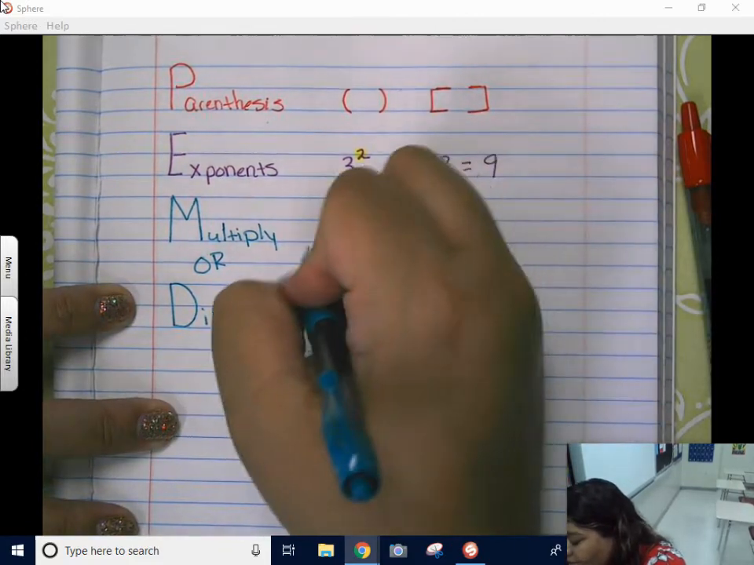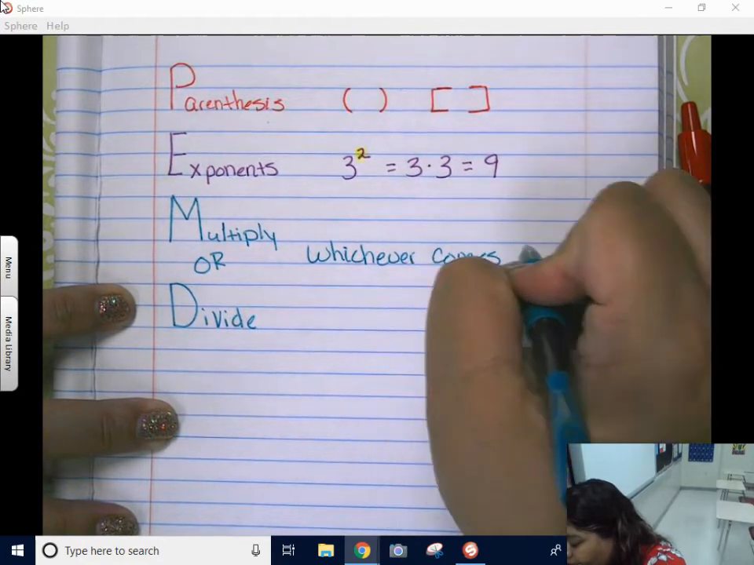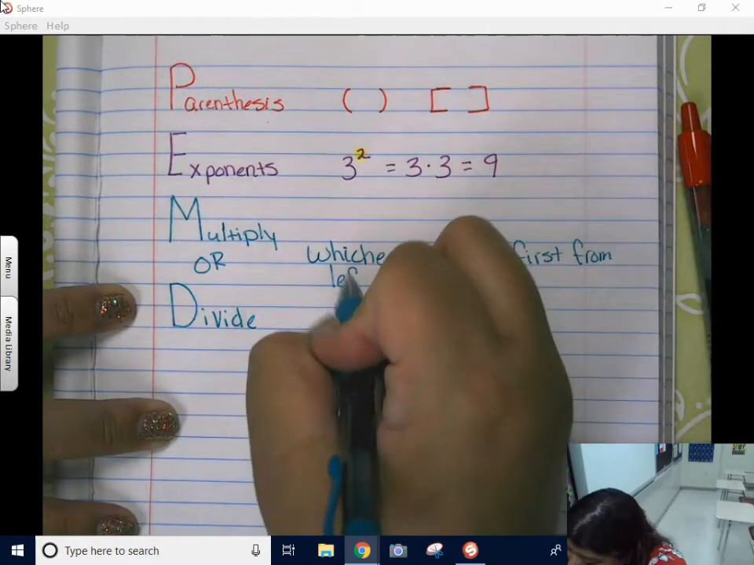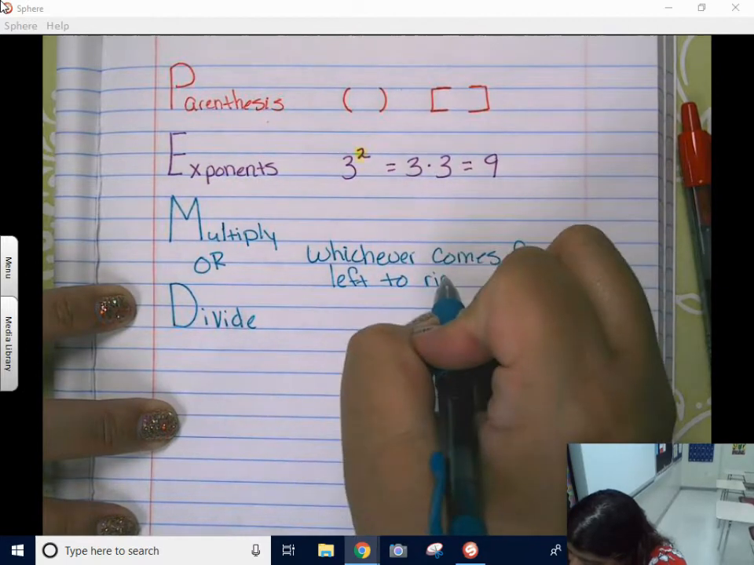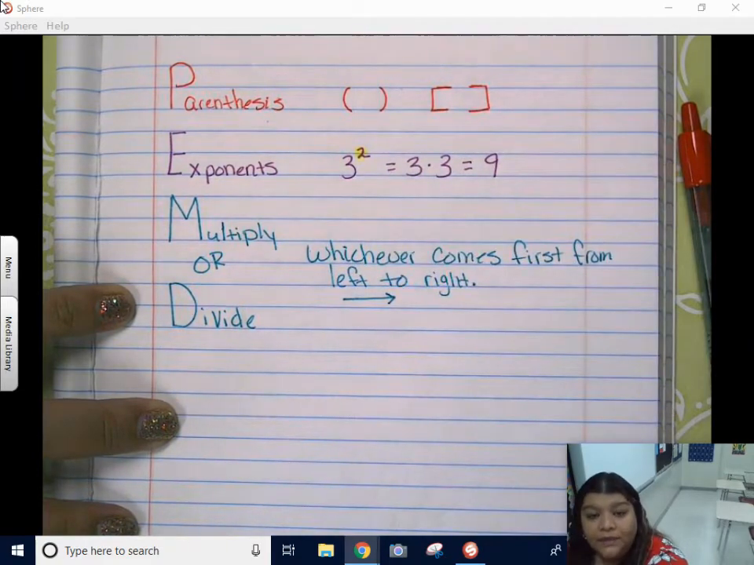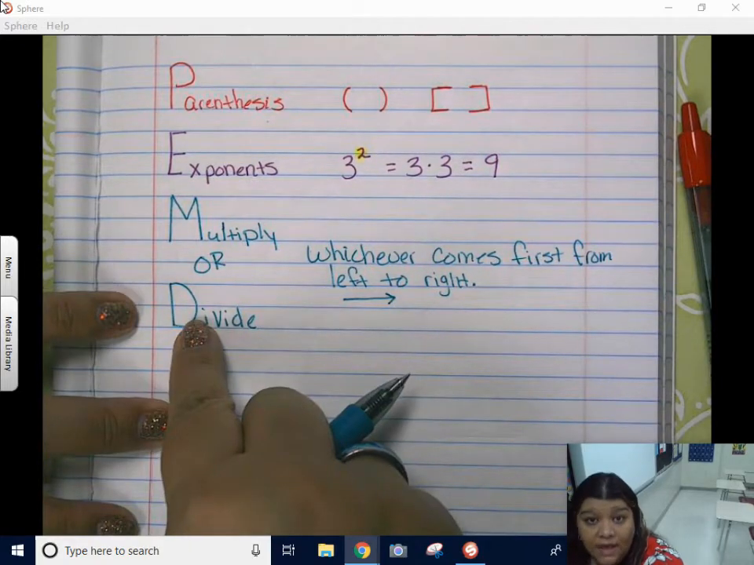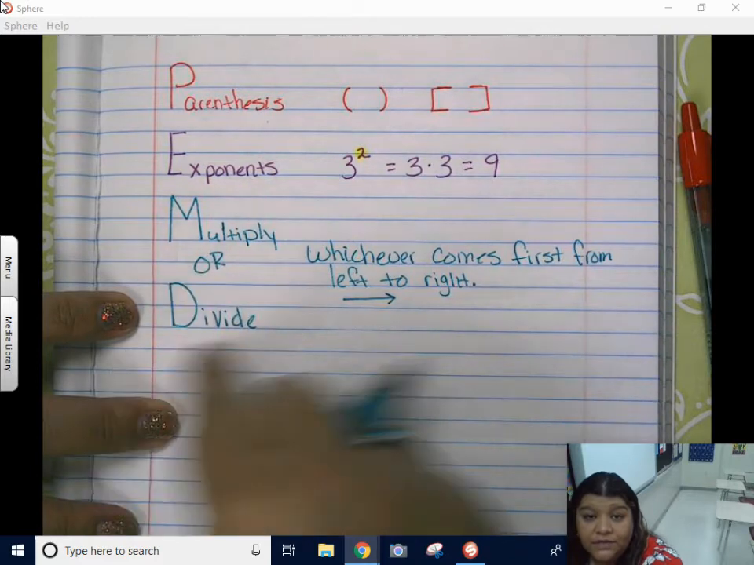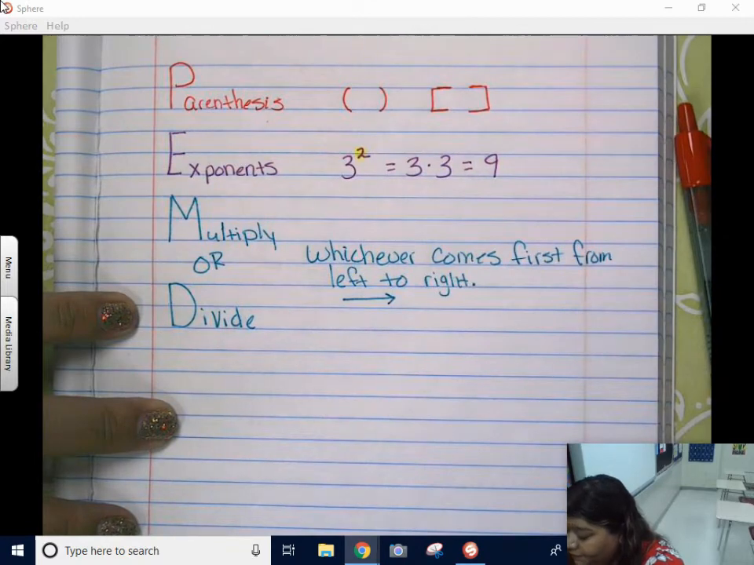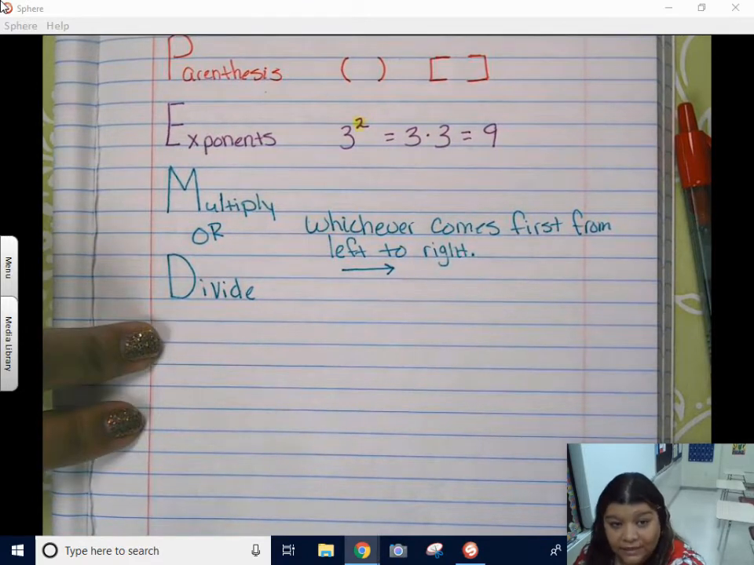Okay, and again, it's going to be whichever comes first from left to right. Okay, so as you're reading the math problem, you start from the left and go to the right. And if division is the first thing you see, that's what you're going to do. If multiplication is the first thing you see, that's the one you're going to do. Okay, so these two are hand in hand. That's why I use the same color pen. Okay, and just like multiplying or dividing, the last two also belong together. It's an either or kind of thing.